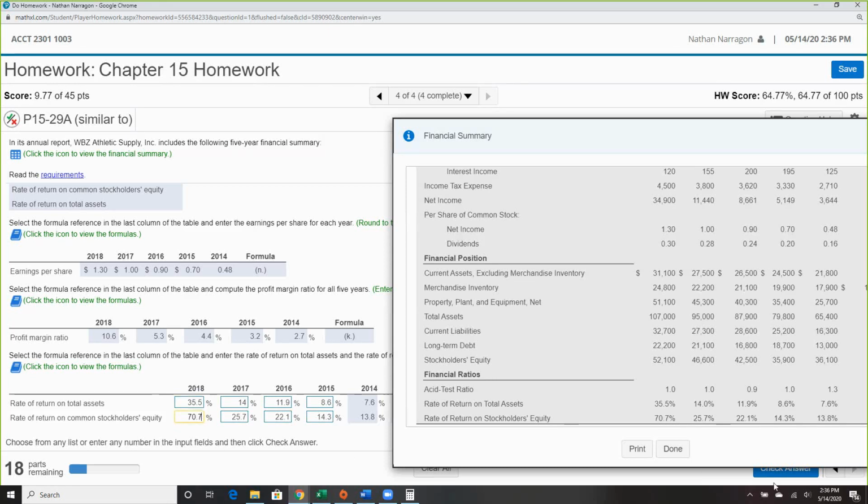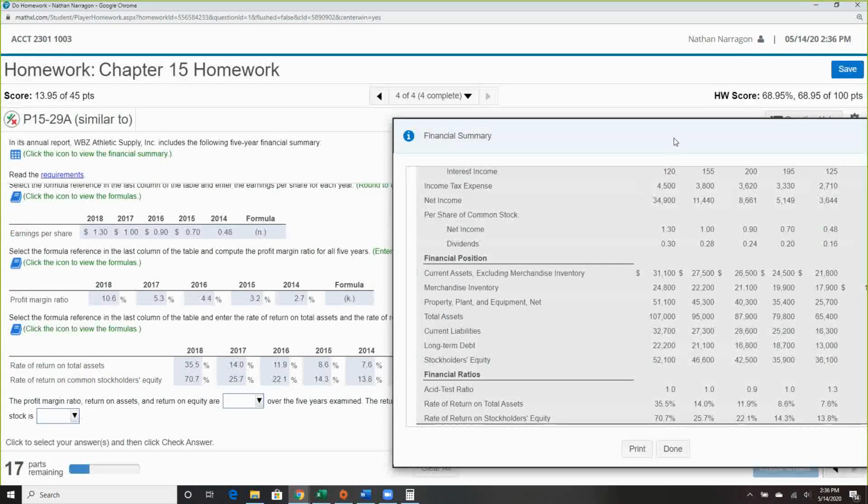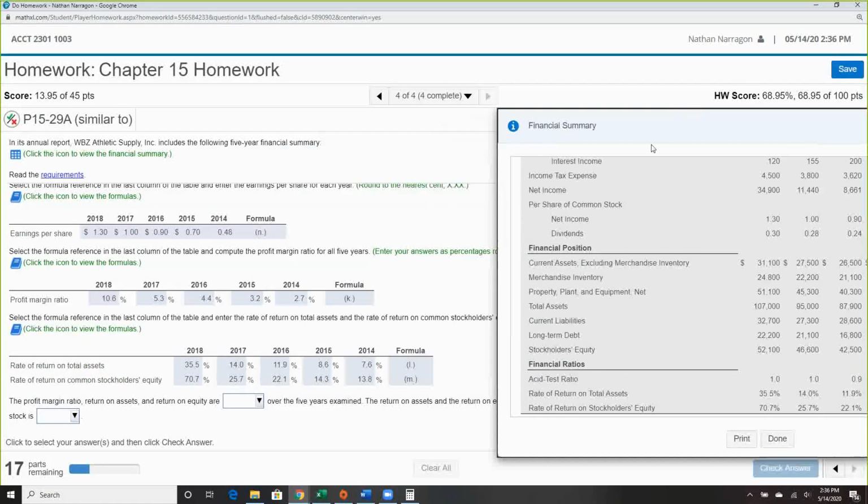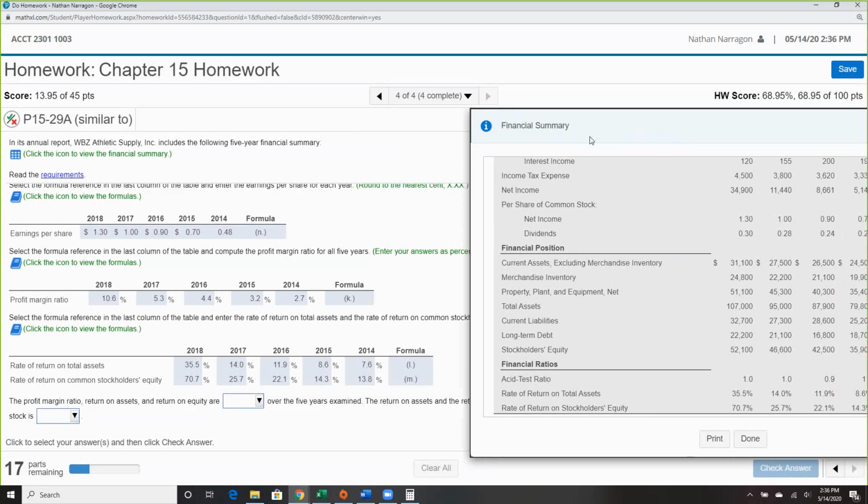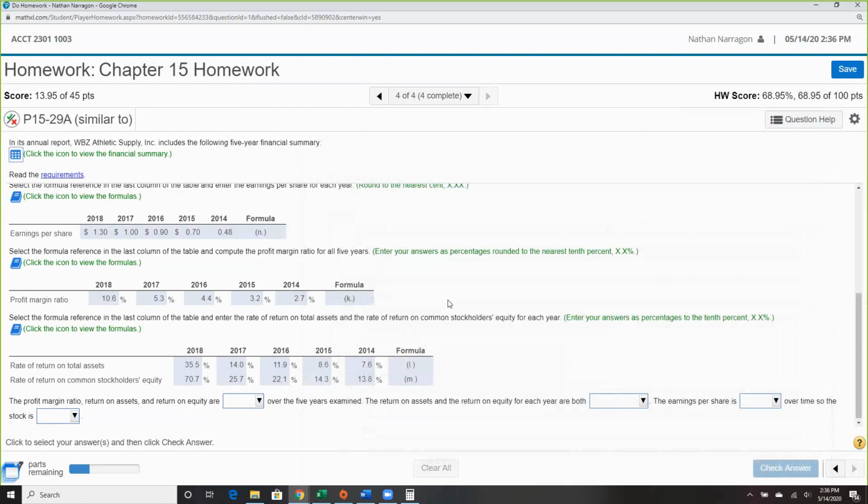Okay, check our answer. It is good. Alright, let's see. I'm going to minimize that so I can see what's going on. Alright, the profit margin ratio, return on assets, and return on equity are blank over the 5 years examined. So, looks like all of those are increasing.